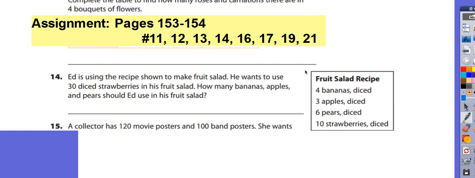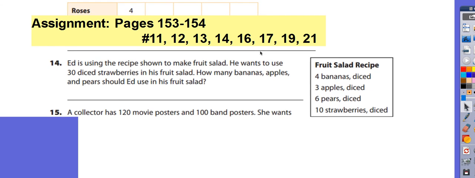Number 14 reads, Ed is using the recipe shown to make fruit salad. He wants to use 30 diced strawberries in his fruit salad. How many bananas, apples, and pears should Ed use in his fruit salad? So the first thing I'm going to do is go analyze the recipe. The recipe calls for, and I'm going to look ahead to the strawberries because it says in the directions that he wants to use 30 diced strawberries, but the recipe calls for 10 diced strawberries. How do I take 10 diced strawberries and turn it into 30? And I hope you know that we're going to triple the recipe, or at least triple the amount of strawberries.